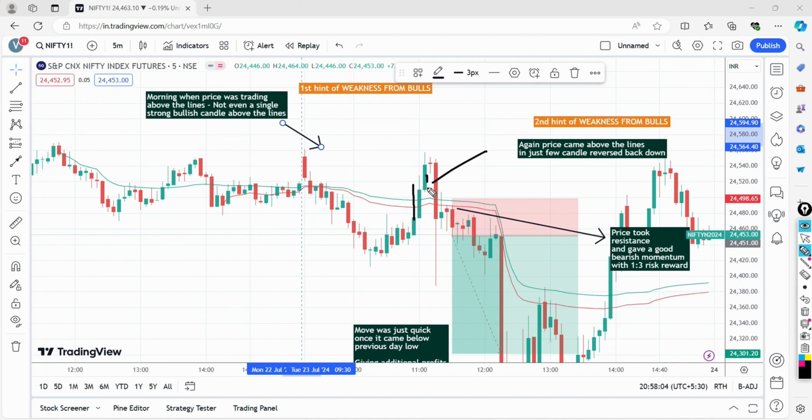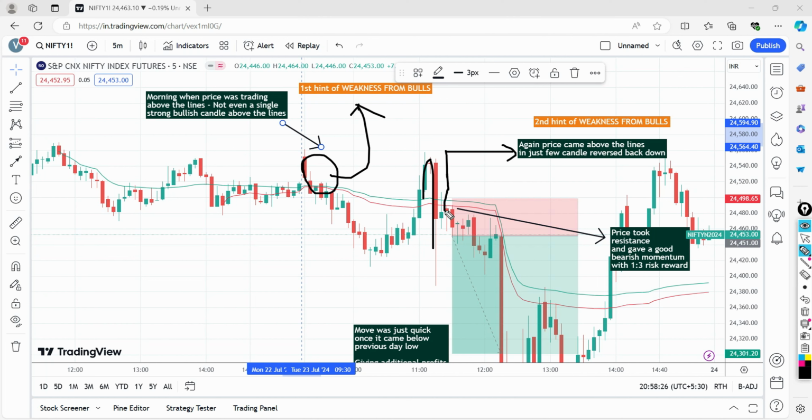Fine. Let's see any transaction or trading happening around or above this line to understand whether bulls are coming or not actually. What's happening? Price is immediately coming back down. This is the reason I wrote here. Again, price came above the lines in just a few candles and reversed back down. Already here we have a hint of weakness from the bulls.